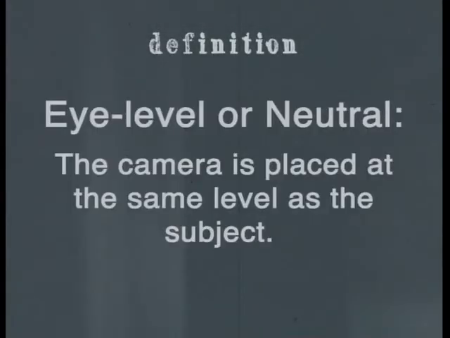Here's a definition. In an eye level or neutral shot, the camera is placed at the same level as the subject. So the cinematographer will hold the camera at the character's eye level, like this. Because this is how we normally look at people, the effect is neutral. There is nothing really special, interesting, or unusual about this shot. The camera angle that's being used at the moment is the eye level or neutral angle.